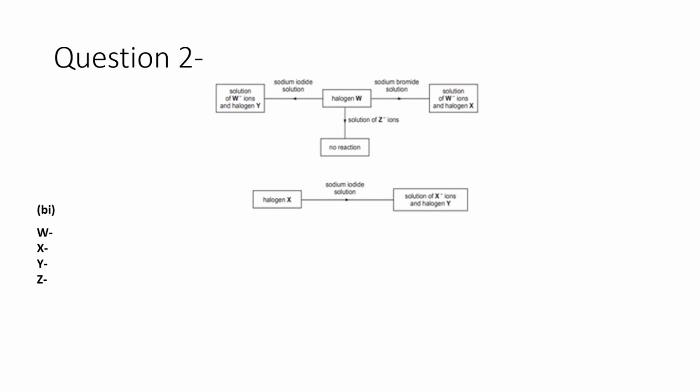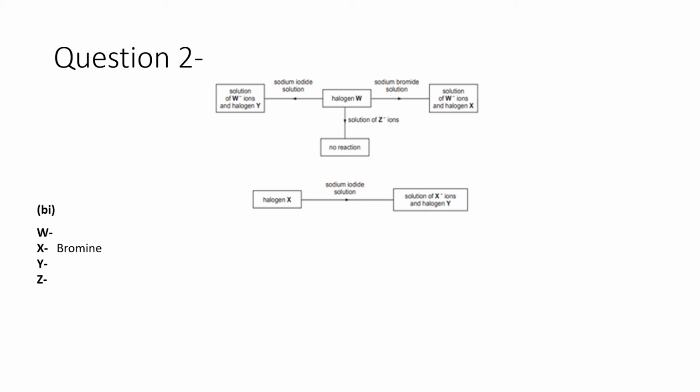Question 2b. When W was added to sodium bromide solution, a displacement reaction occurred. This means that W needed to be able to displace bromine. If you refer back to the table of Group 7 displacement reactions in video 2 of the reaction series, we know that bromine can be displaced by either chlorine or fluorine. So W is either chlorine or fluorine, and X is bromine.